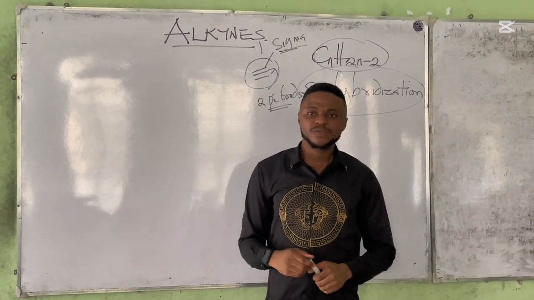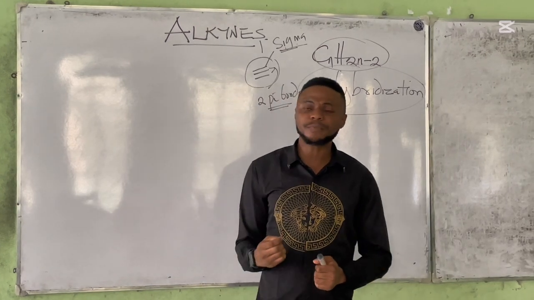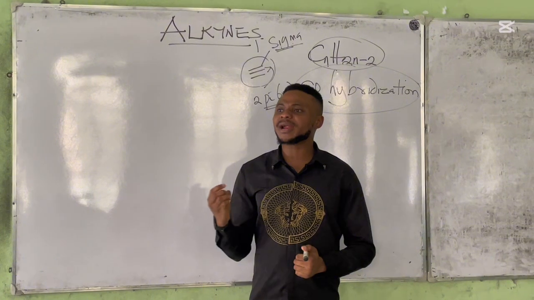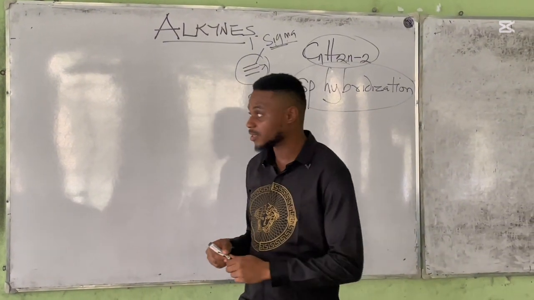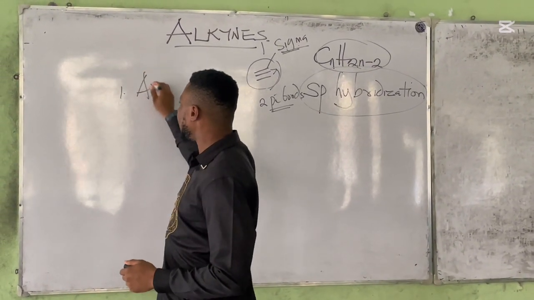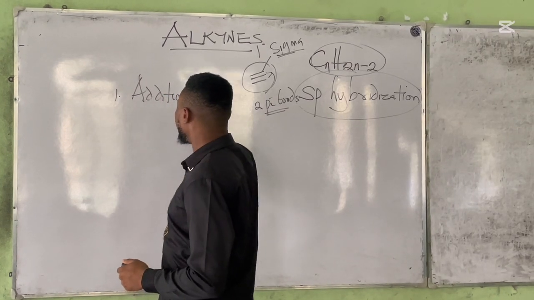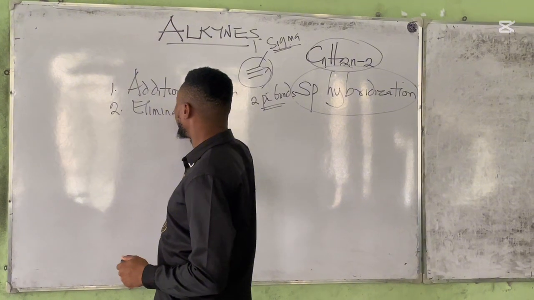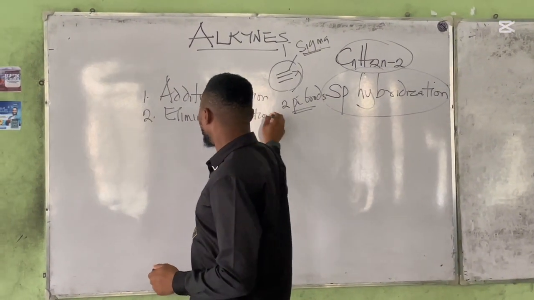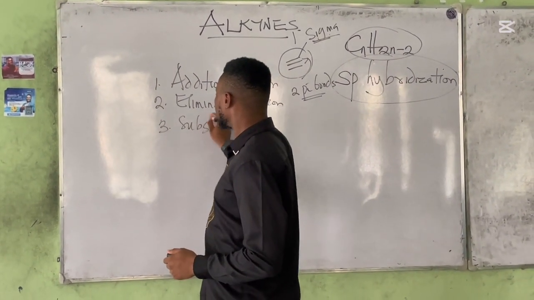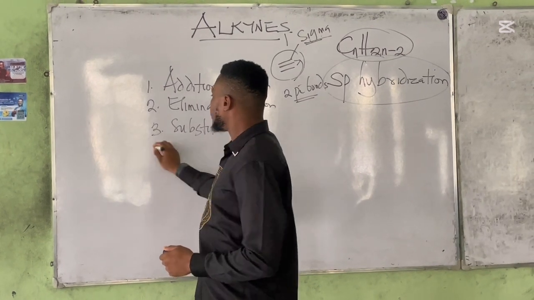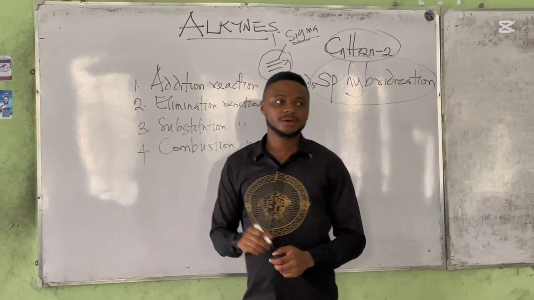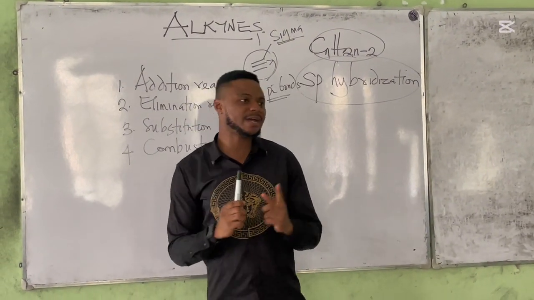Okay? So please put down examples of reactions exhibited by alkynes. Examples of reactions exhibited by alkynes are: number 1, we have the addition reaction. We have elimination reaction. We have substitution reaction. Then we also have combustion reaction. I told you that combustion reaction is peculiar to all hydrocarbons.